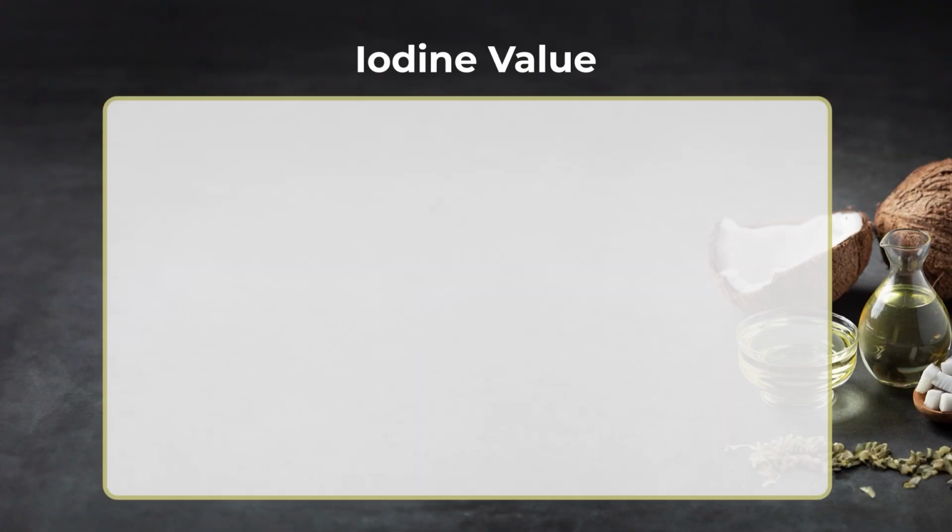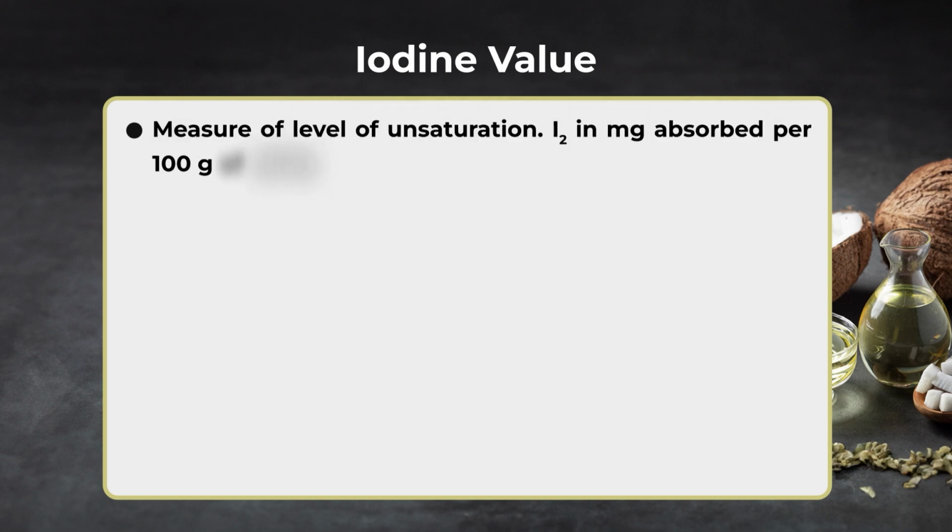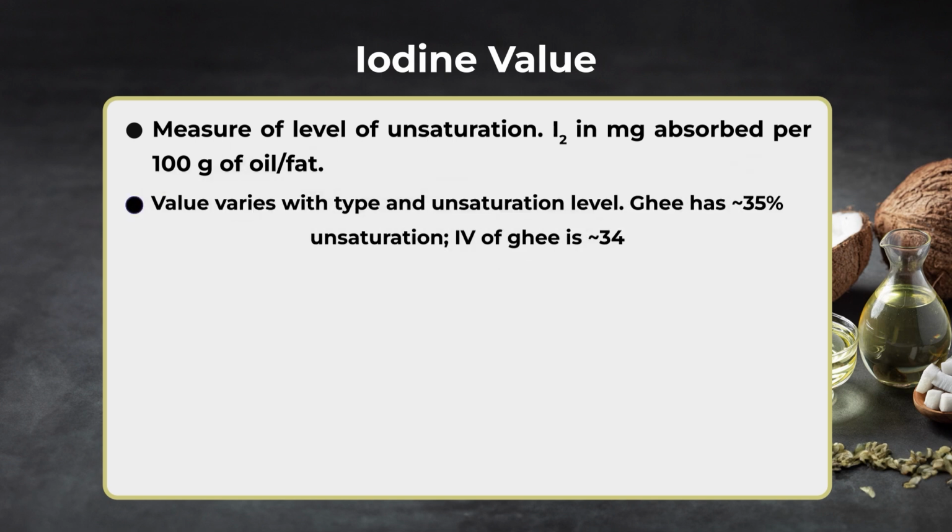We have talked about the fatty acids, fats and oils having the unsaturation. The unsaturation is determined by iodine value. Because we know each double bond will consume one iodine molecule, iodine value is nothing but iodine in milligram absorbed by 100 gram of oil and fat. How much iodine is consumed will tell us how much is the unsaturation in this. It will vary from type of oil and the unsaturation level of oil. For example, in ghee, the unsaturation is almost about 35%, and the iodine value of ghee is 34.